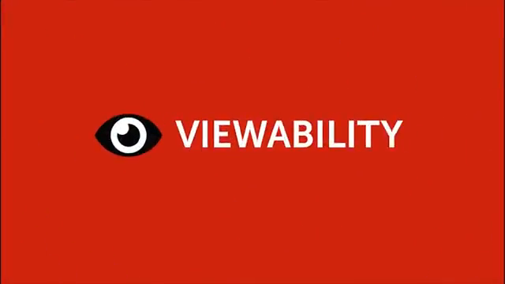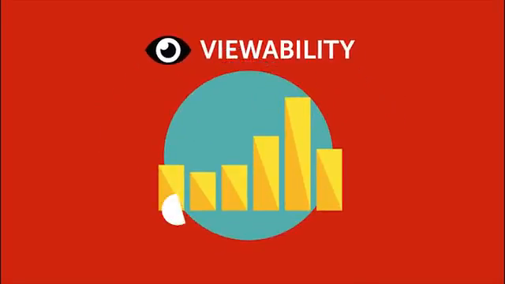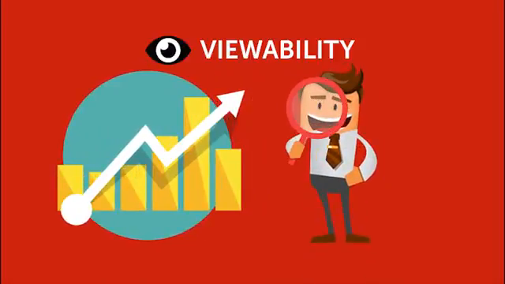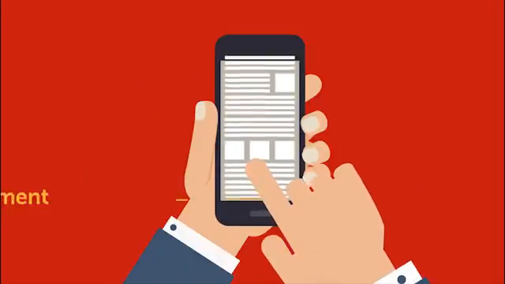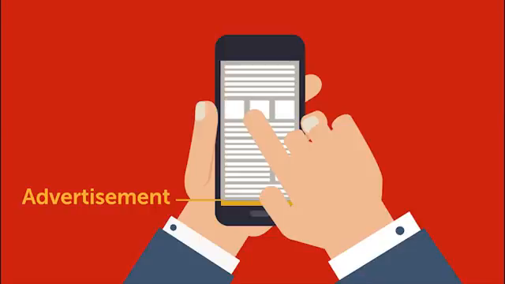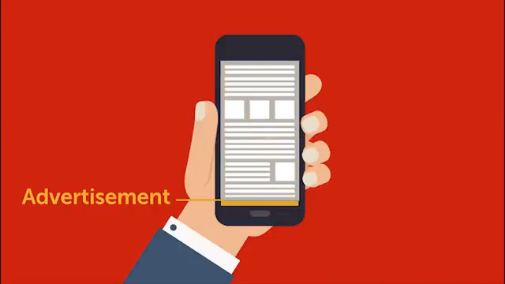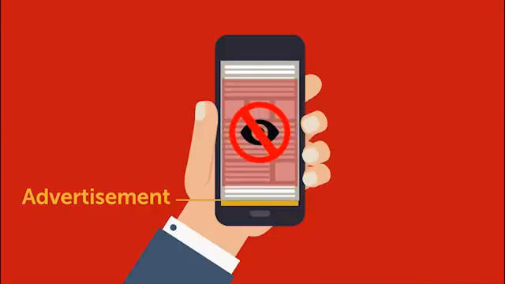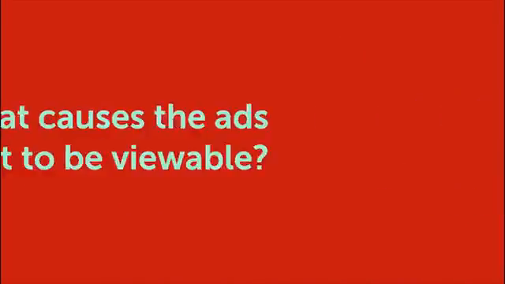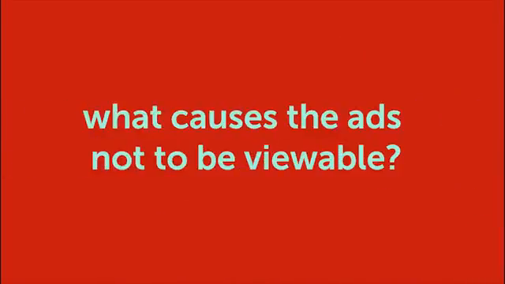This brought about viewability. Viewability is a metric in digital advertising that tracks ad impressions that are actually seen by real humans. In simple words, if you have an advertisement that shows at the bottom of a website and a visitor does not scroll far enough to see it, a viewed impression will not be recorded. Here are a few scenarios causing ads to not be viewable.